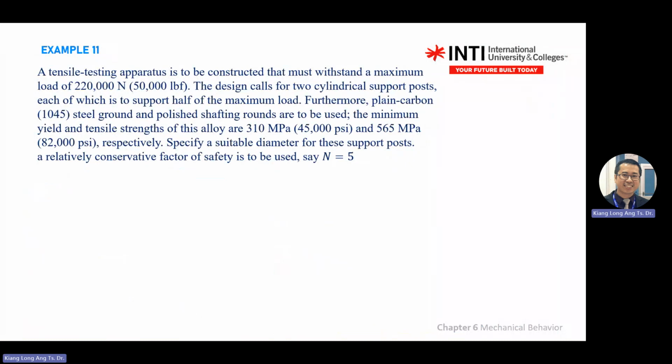I think this one is the last example for chapter 6. Okay, so this is an application of what you learned in chapter 6. A tensile test apparatus is constructed to withstand a maximum load of 220 kilonewton. The design calls for 2 cylindrical support posts, each to support half the maximum load. You need to draw the diagram out to solve this question.